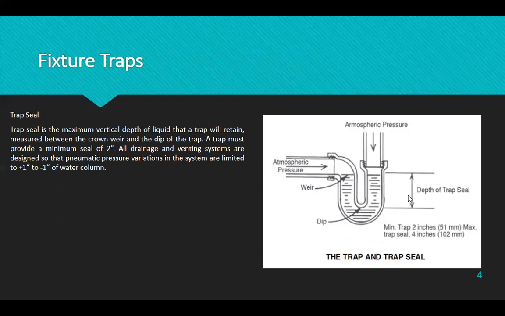All drainage and venting systems are designed so that the pneumatic pressure variation in the system are limited to positive 1 inch to negative 1 inch of water column. So, total of 2 inches. So, pag bumaba to ng 1 inch at taas to ng 1 inch, sabihin niya.